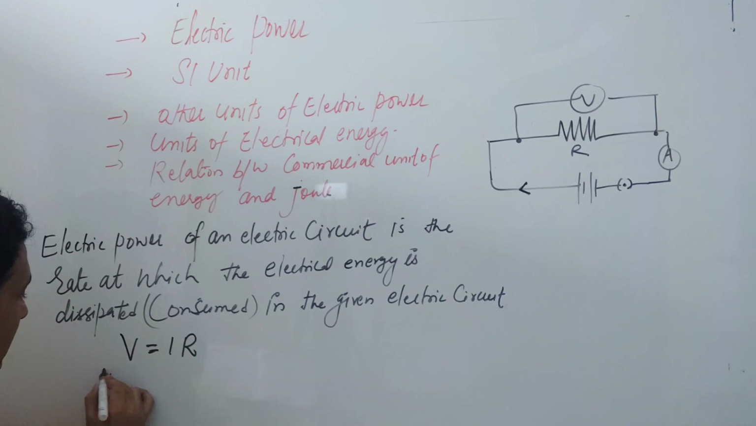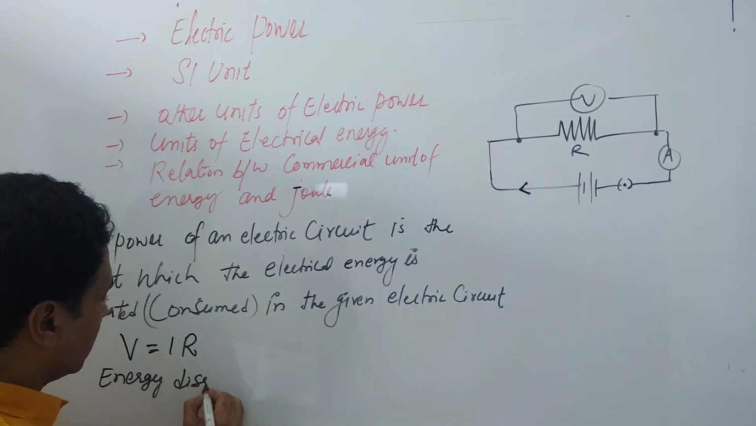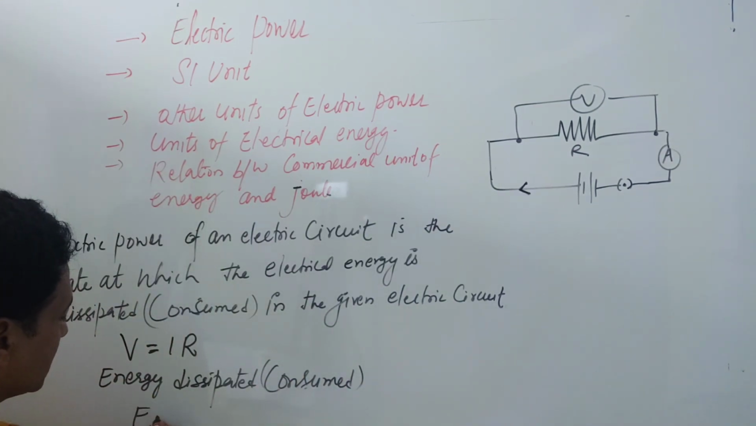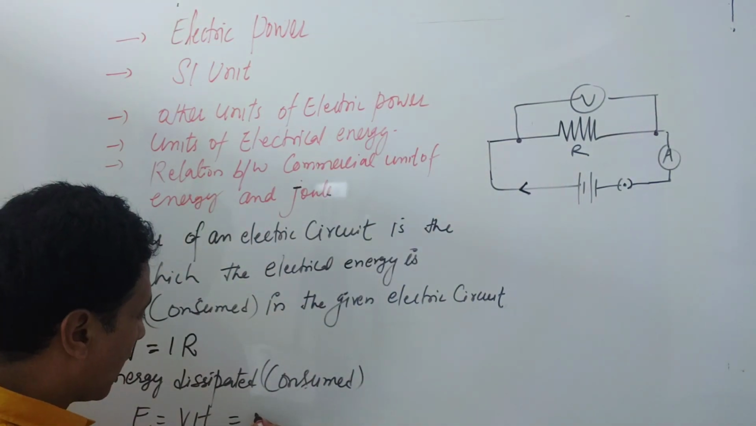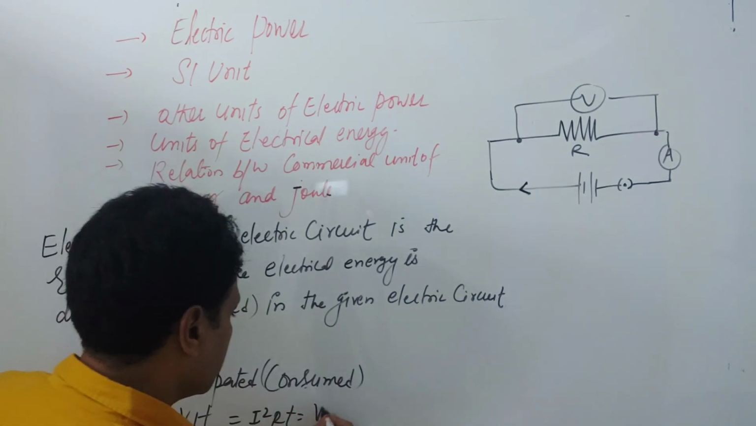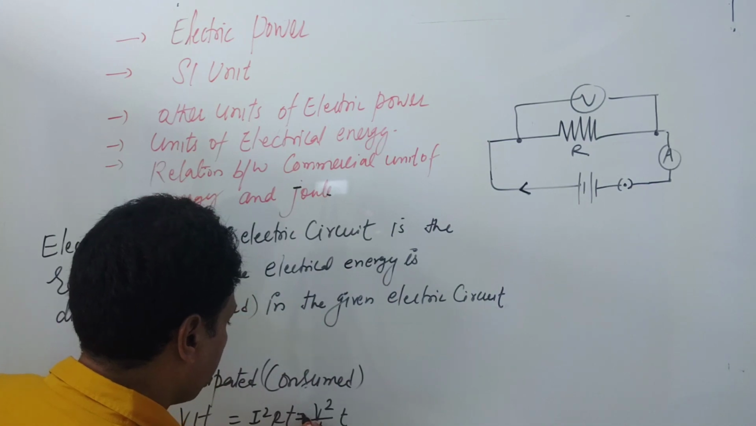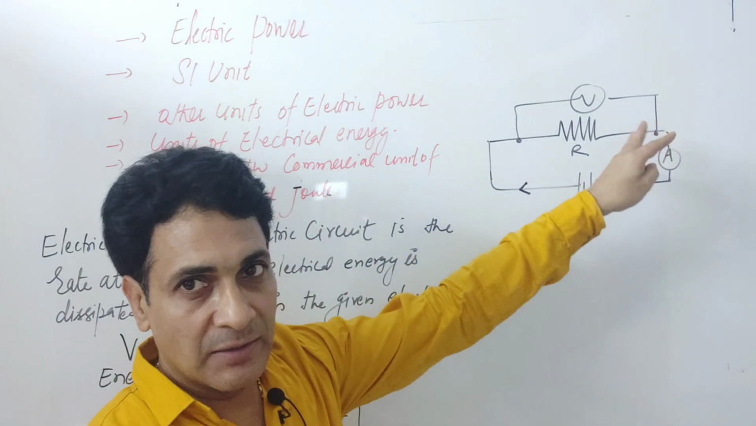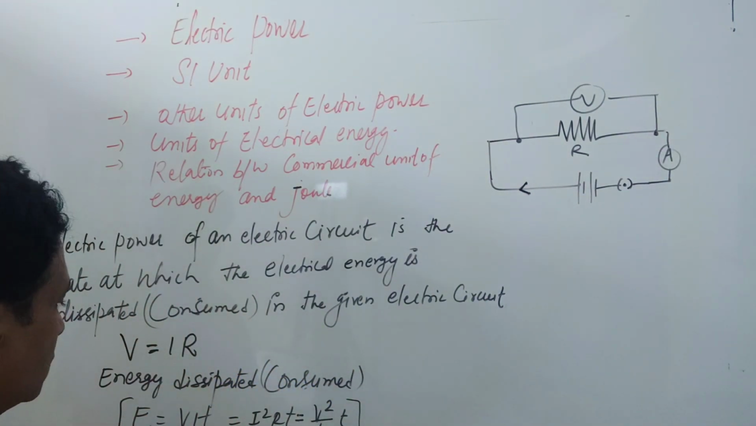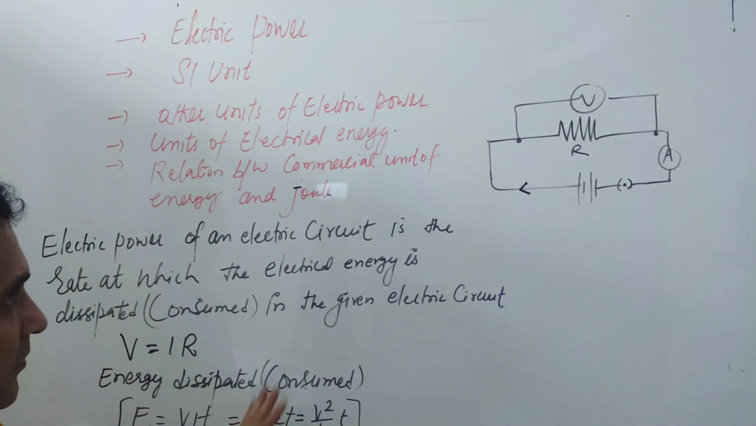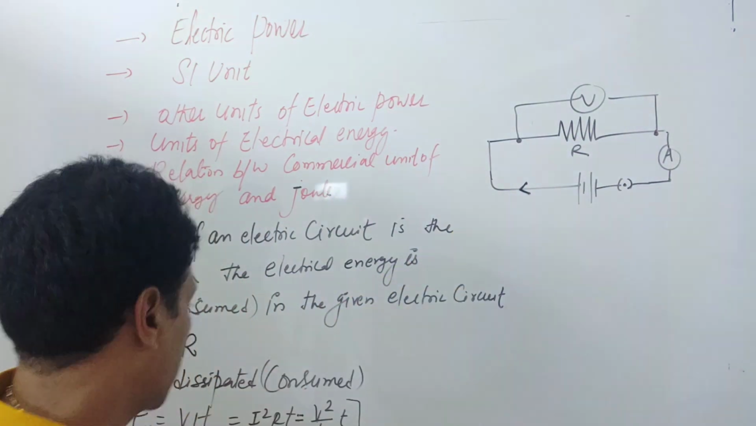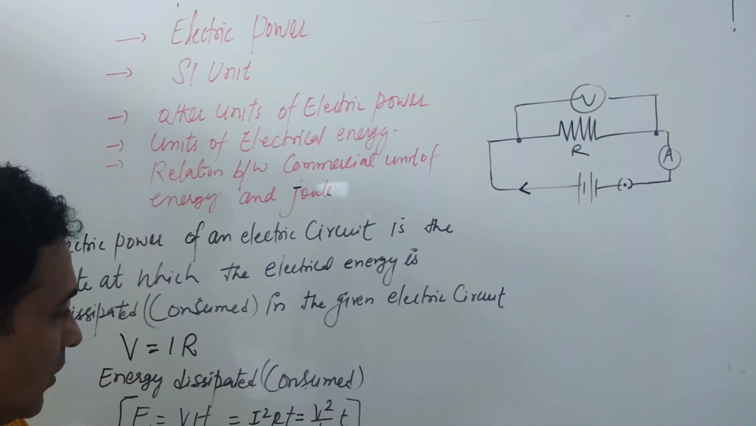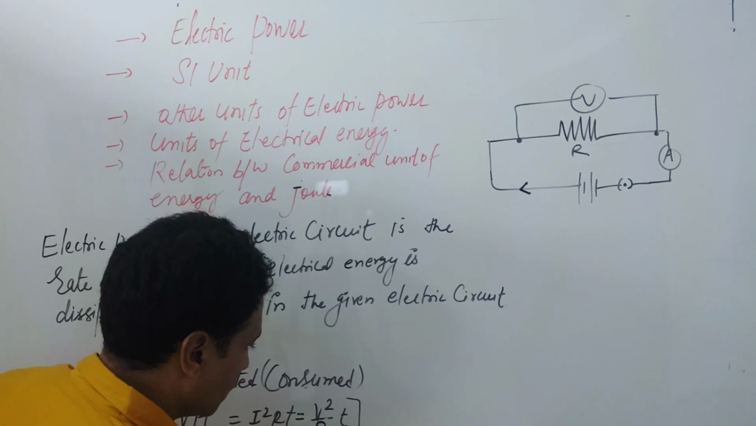Then the energy dissipated or consumed, that is E, is equal to VIt, or I square Rt, or V square upon R into t. These are the formulas we have already discussed in heating effect of electric current. So this is the energy dissipated when current flows through this resistance R for time t. From Joule's law of heating effect, E is equal to VIt or I square Rt or V square upon R into t.